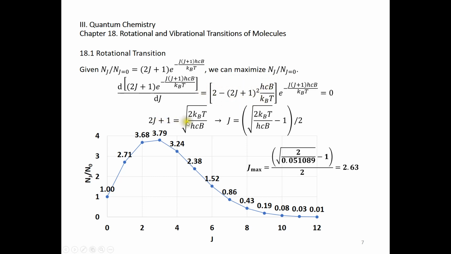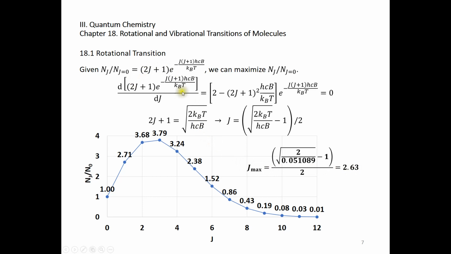2J plus 1 is the square root of 2 times k_B T over hcB, and J is simply the square root of 2 k_B T over hcB minus 1, and then divided by 2. Remember, we calculated hcB over k_B T for HCl-35 at room temperature. The value is 0.051. So we plug in that value, we get this equation. We calculate the value of J sub max, which corresponds to the maximum occupation number. We found it to be 2.63.